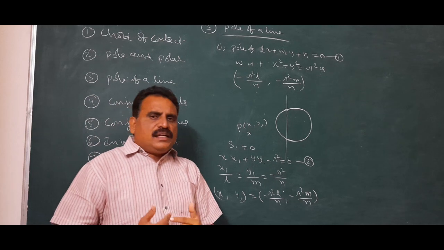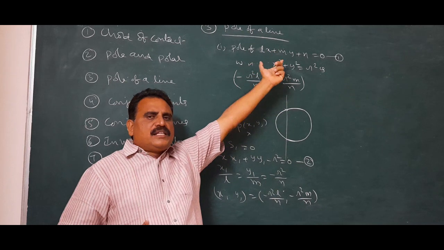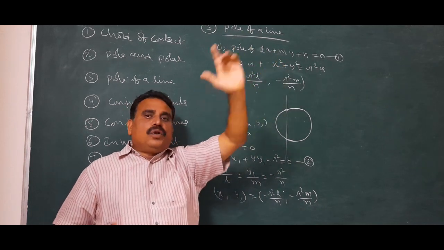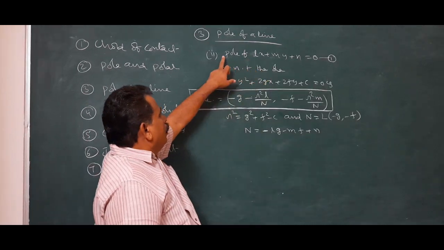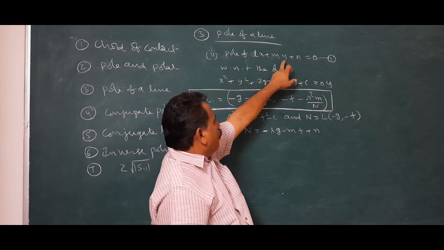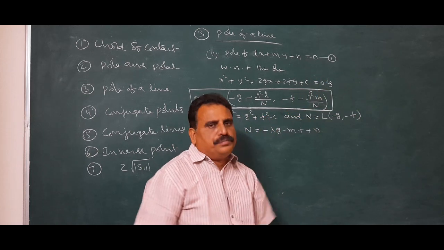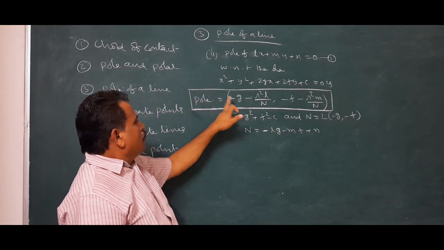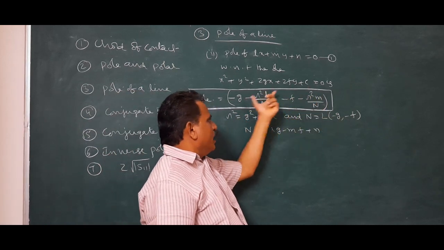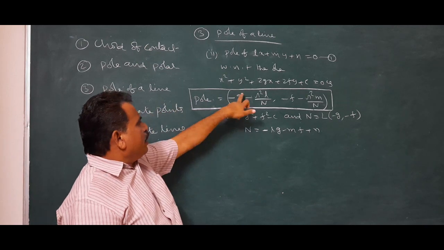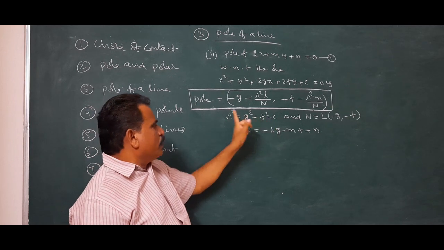In general, if the circle is x square plus y square plus 2gx plus 2fy plus c equal to 0 and the line is Lx plus My plus N equal to 0, how to find the pole of that line with respect to that circle? Now we discuss that. The pole of the line Lx plus My plus N equal to 0 with respect to the circle x square plus y square plus 2gx plus 2fy plus c equal to 0 is (minus g minus r square L by N, minus f minus r square M by N), x coordinate, y coordinate. Minus g, minus f is the center of the circle, r is the radius, that is root of g square plus f square minus c, from that r square equal to this.